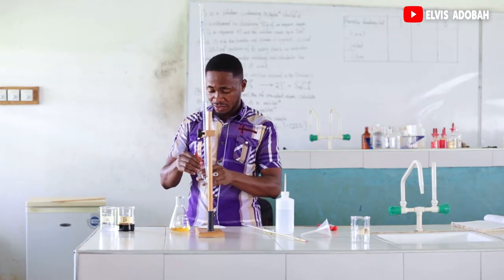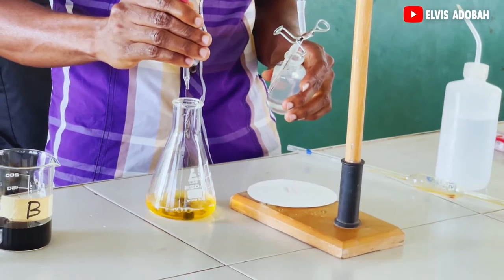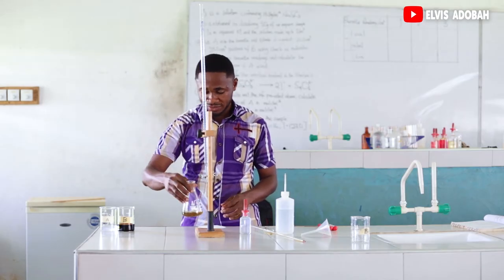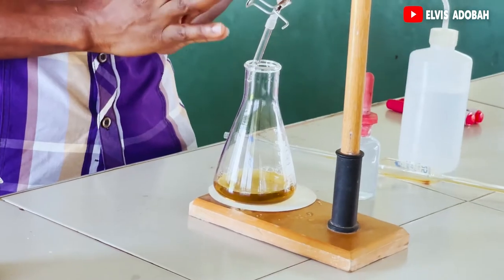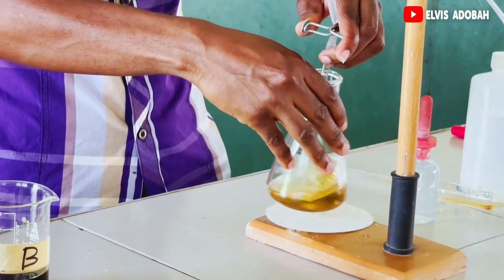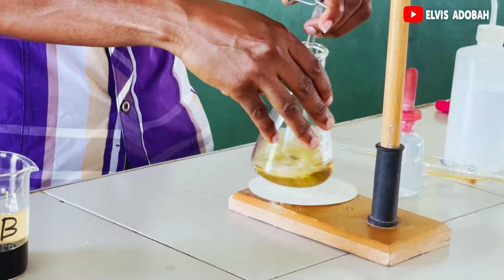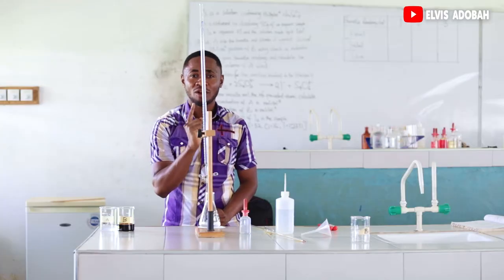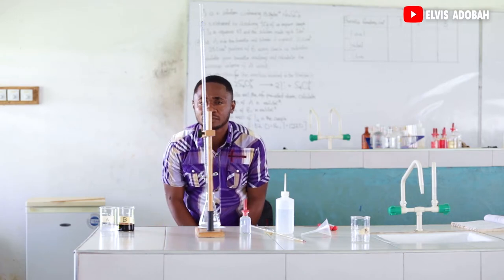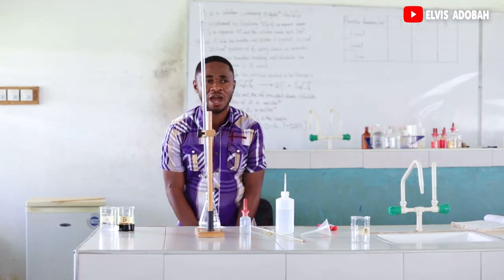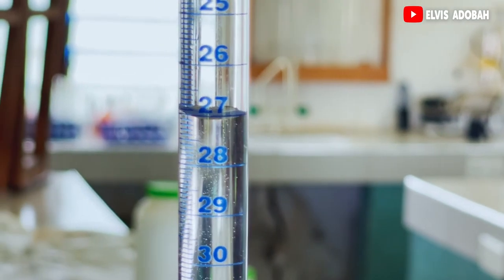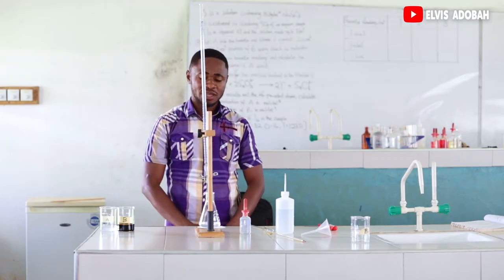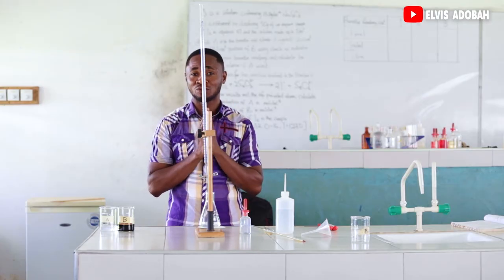So let me add my starch indicator. You see it turning blue-black. Then I continue my titration till I get a colorless solution. Ta-da! I have my colorless solution. Then I record the volume on the burette. My volume is 27.1 centimeters cubed. I started at zero, and my end point was at 27.10. This is my first titration, also called the rough titration.